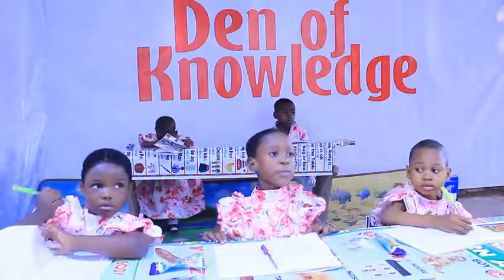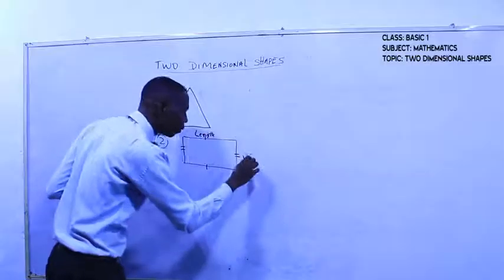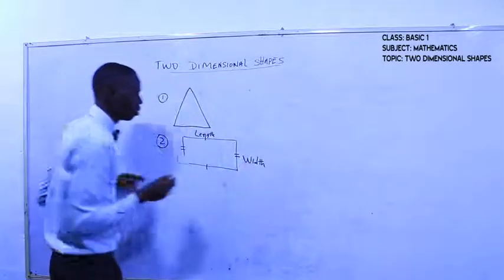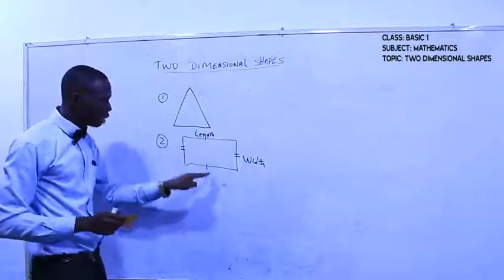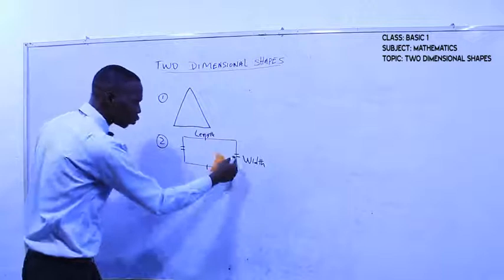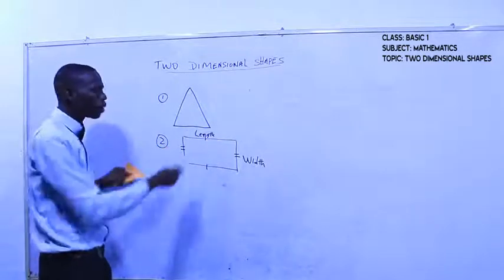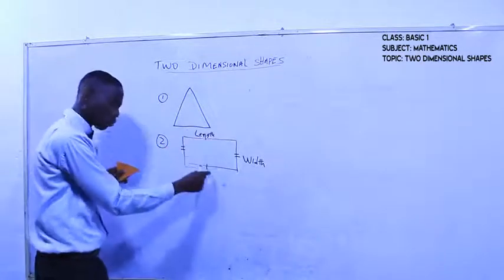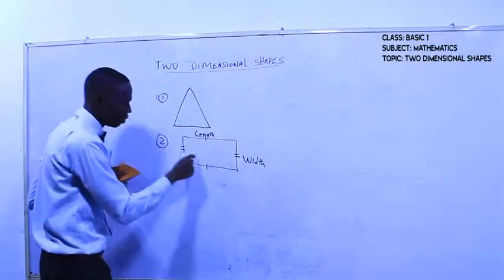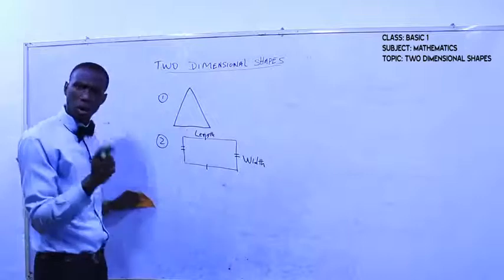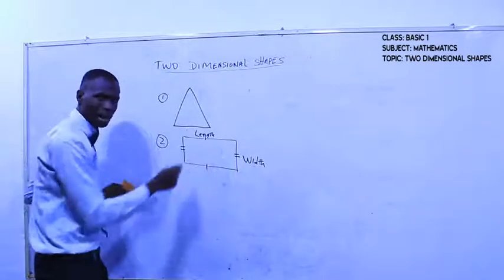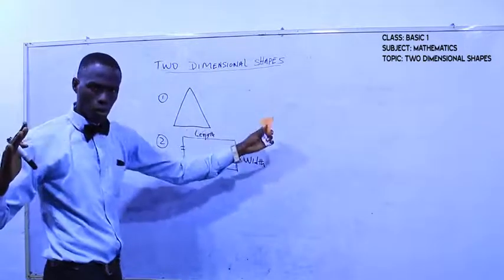Length and my width. This is the two-dimensional shape. This one and this one are equal. This one and this one are equal. That's why if you call this one length, you call this one length. If you call it breadth, you call this one breadth. Anything you call it, that is what this one will answer, because they are opposite to each other and they are equal.